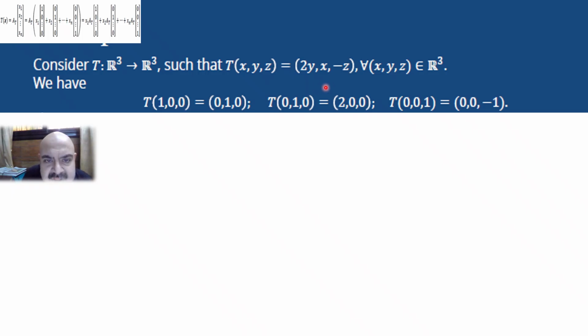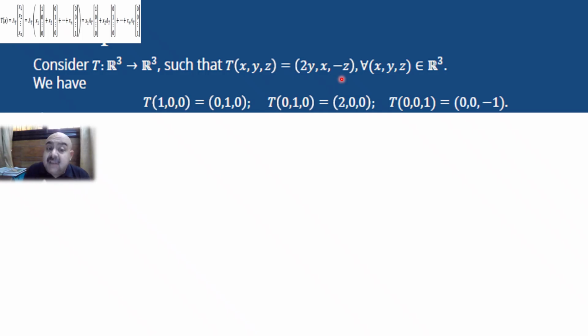Then I will go to the second component, which represents the second row. The second row will be, once more, 1 times x plus 0 times y plus 0 times z. So the second row is going to be 1, 0, 0, as you will see. The last row of the transformation matrix is going to be 0 times x, 0 times y, negative z. So the coefficients will be 0, 0, and negative 1.